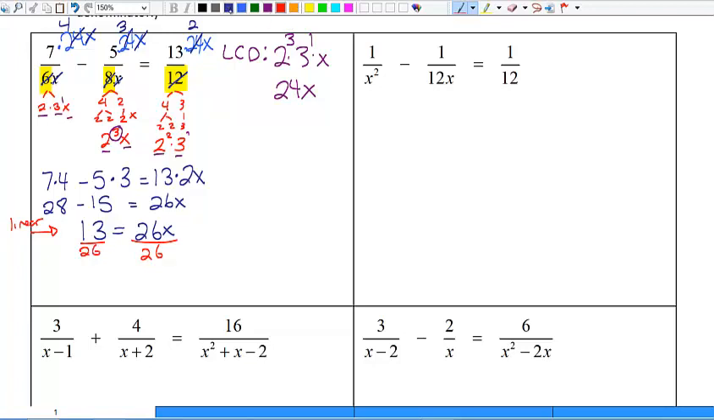Please be careful and don't just divide by the smaller number. You're dividing by whoever's in front of x to make that go away. 13/26 reduces to a half. So my potential answer is a half. I say potential because I need to check my work. So I'm going to come up here and check my work by plugging it in.